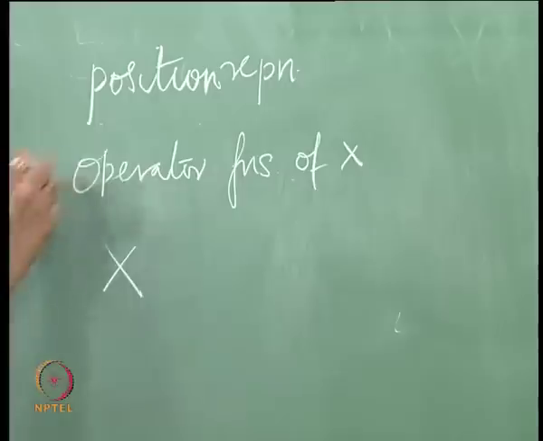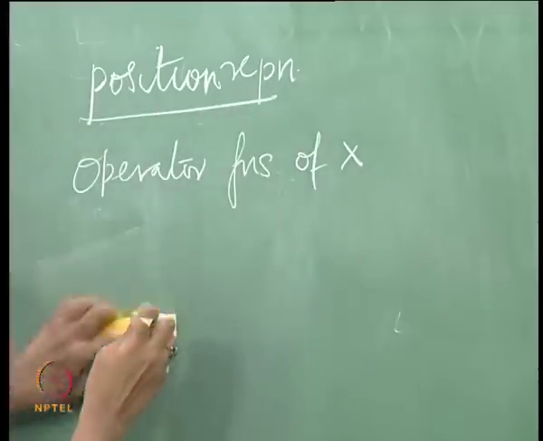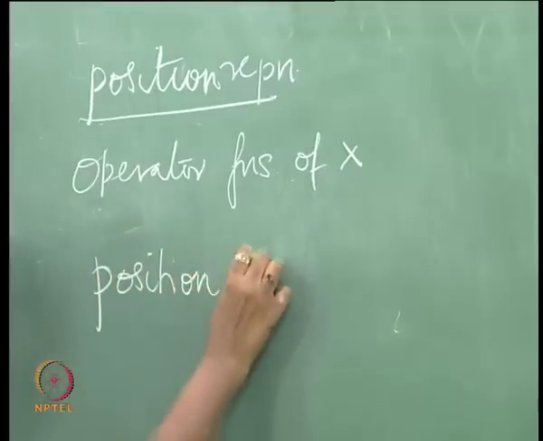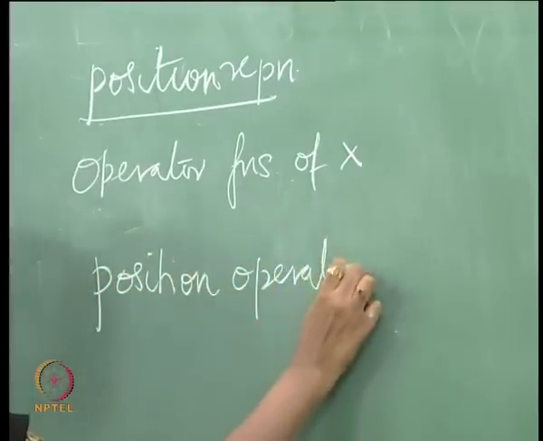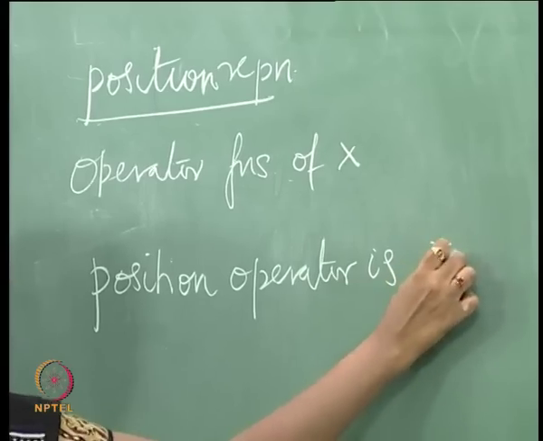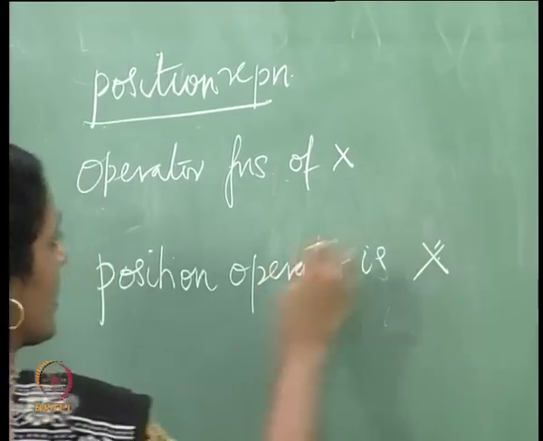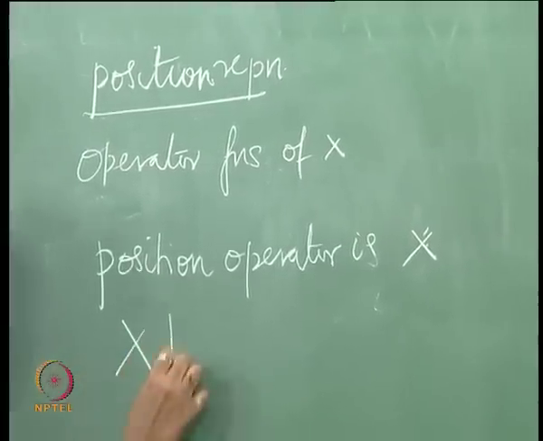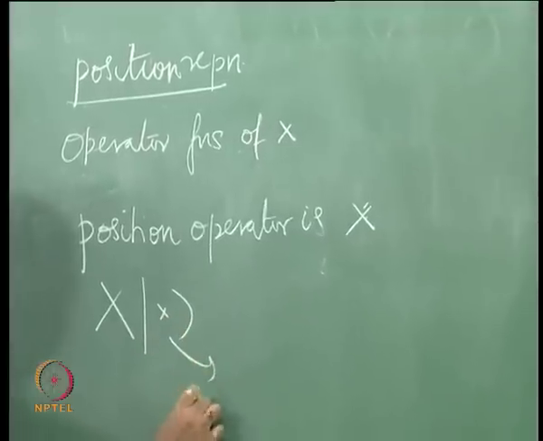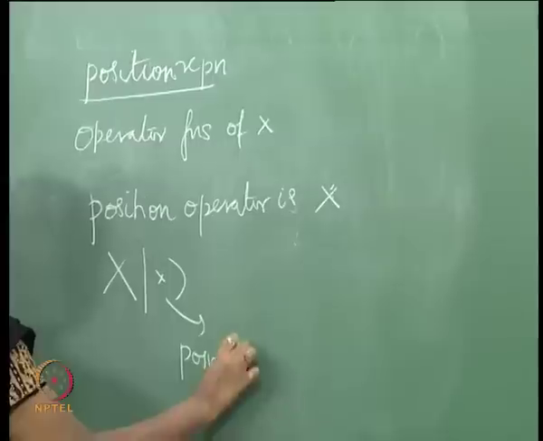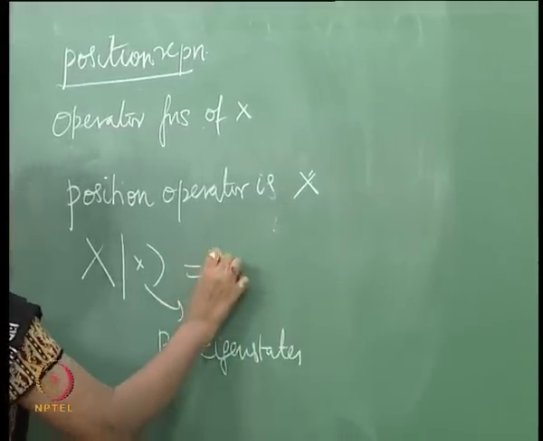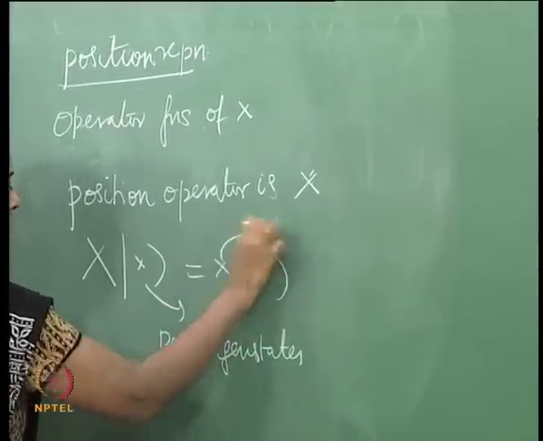So, in the position representation, the position operator, this is a very crucial point, is x. I should use the same x. It has position eigenstates. The job of the operator is simply to pull out the position eigenvalue.